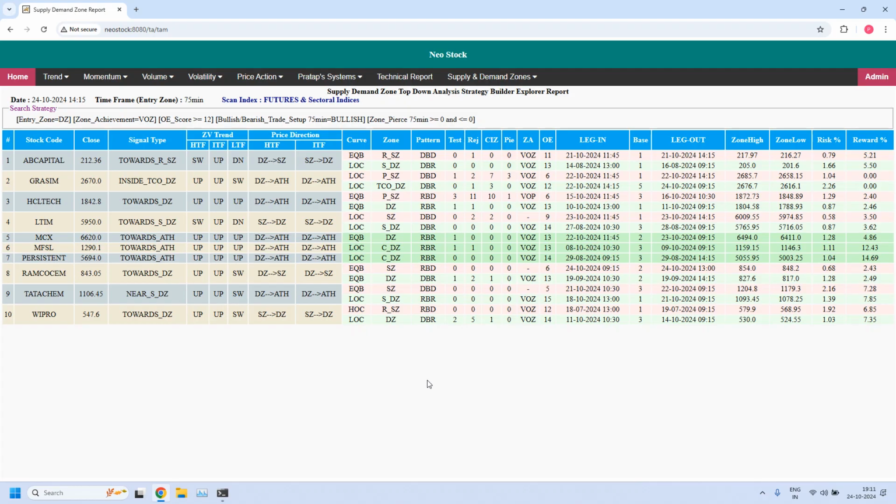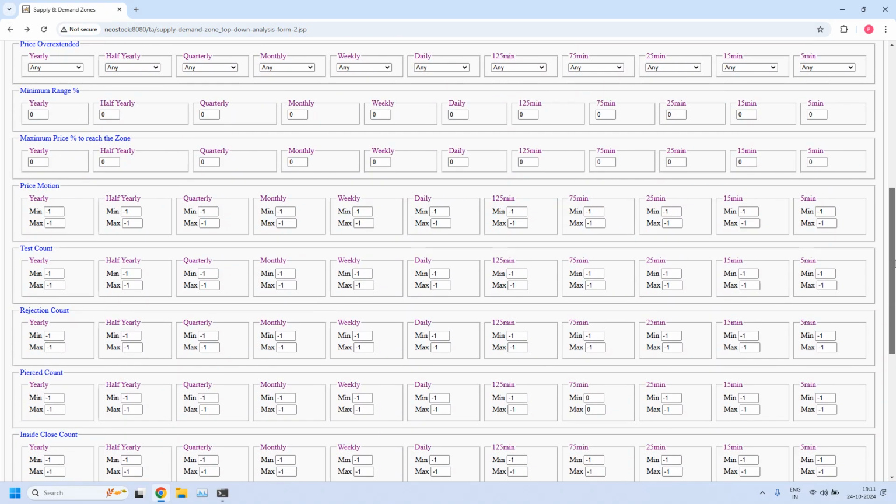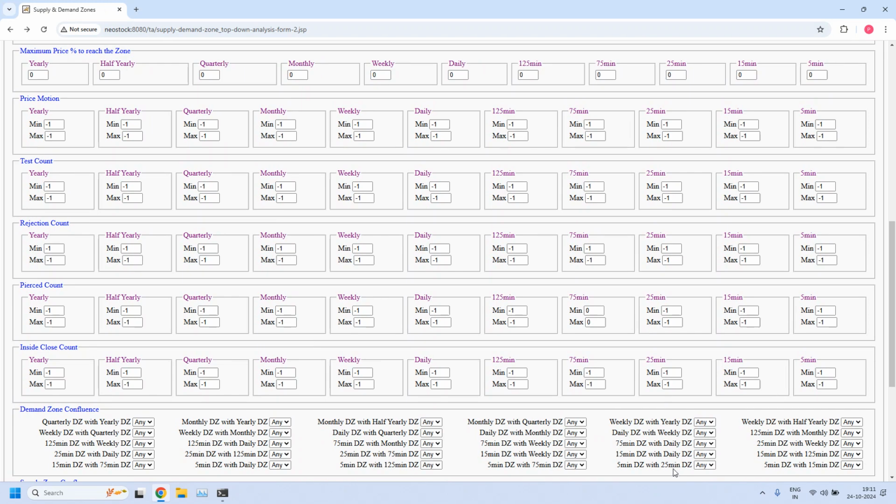In these demand zones, we need to identify high probability supported demand zones, 75 minutes demand zones. For that, let us look for ITF confluence. That is, the 75 minutes demand zone should be having confluence with the daily demand zone. So in the demand zone confluence, I am enabling the filter 75 minutes demand zone with the daily demand zone confluence. That means the 75 minutes demand zone is part of the daily demand zone.